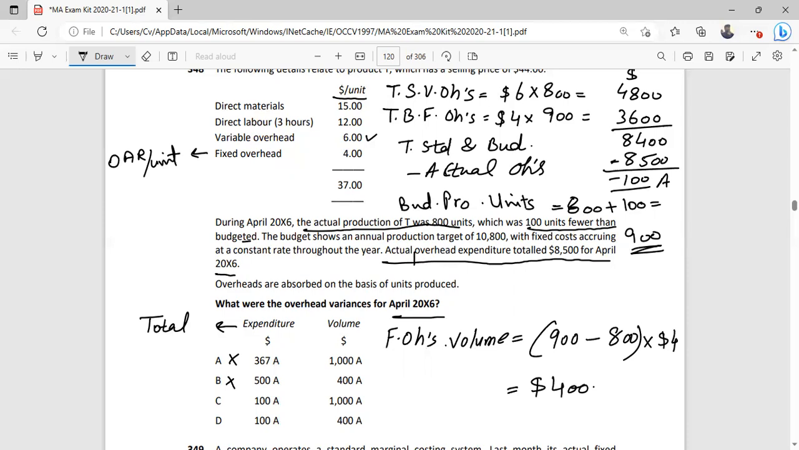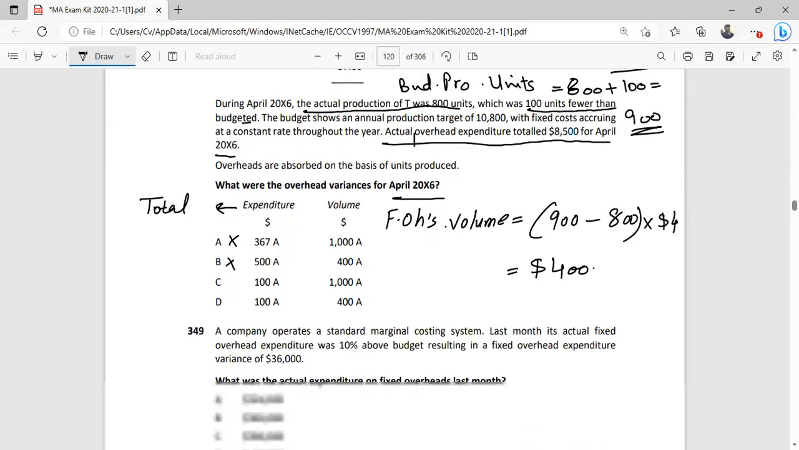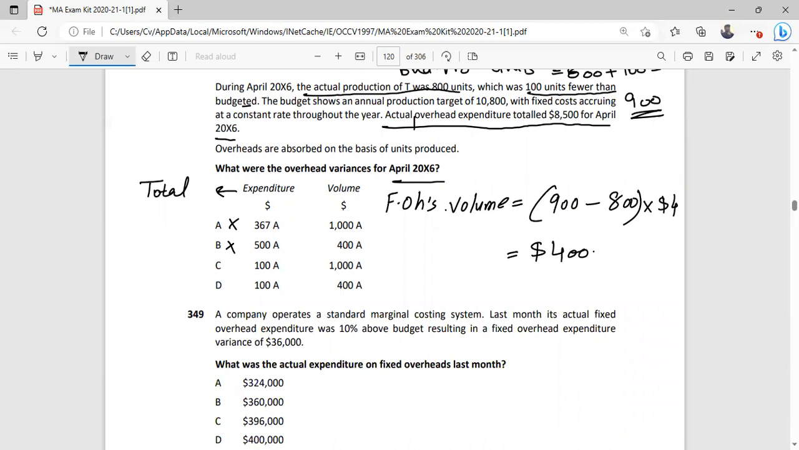Remember one thing, your fixed overhead volume variance is adverse in this situation because your actual production units are less than the budgeted production units. You planned that you will produce 900 units and you will bear the fixed cost for 900 units. But you are producing 800 units. So it means you are wasting the fixed cost for 100 units. That's why it is an adverse variance, option D. Any question?